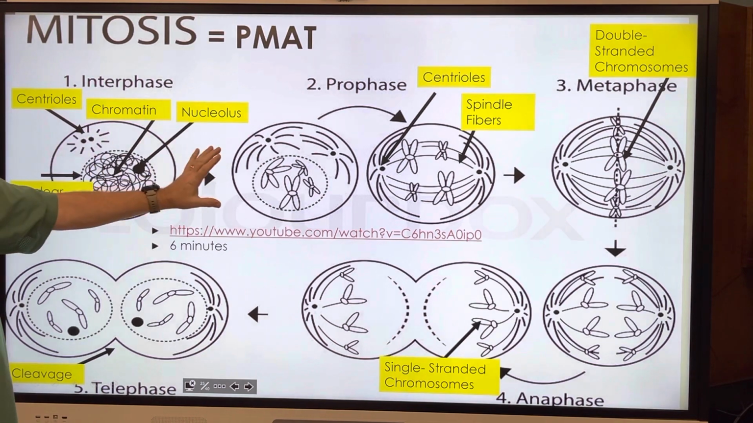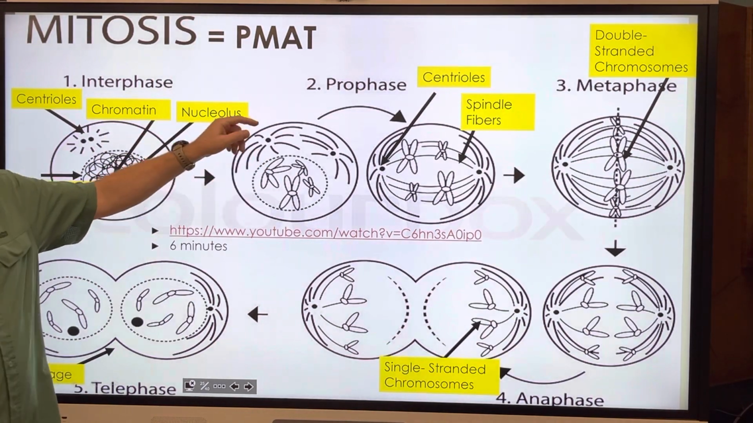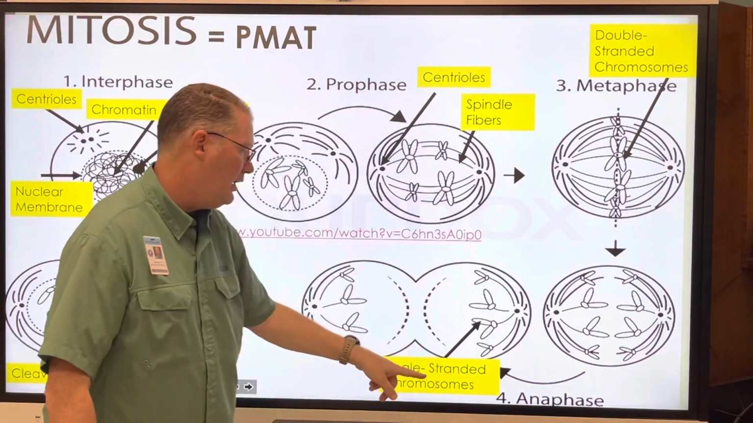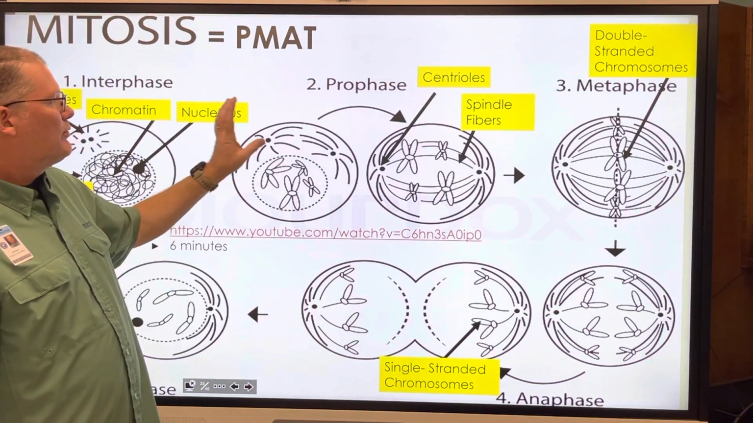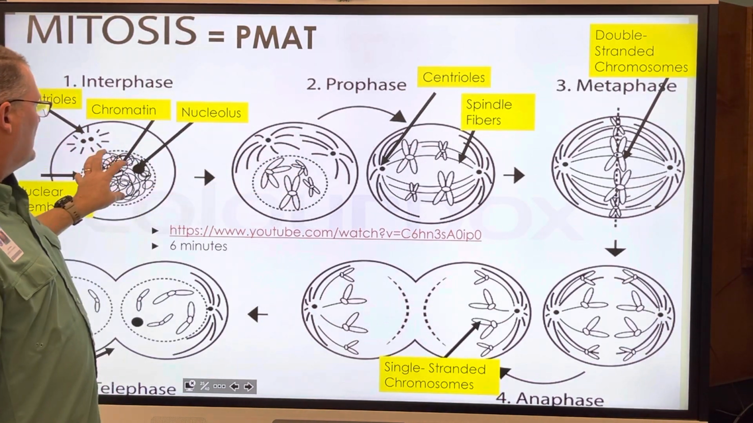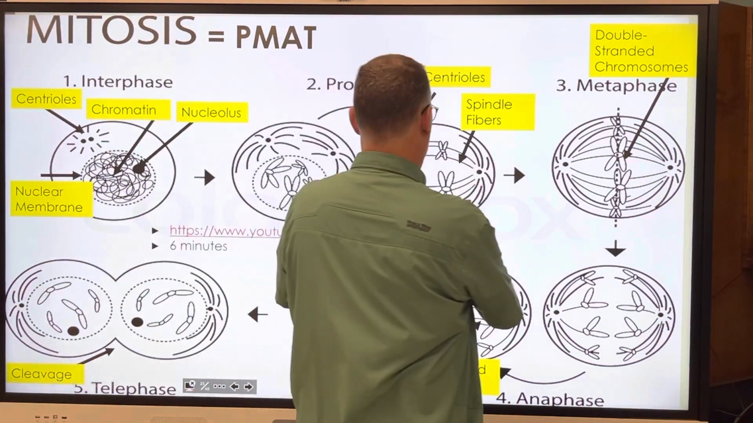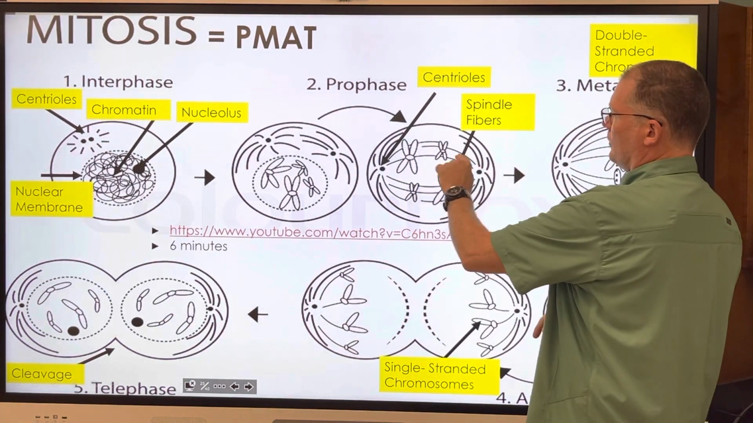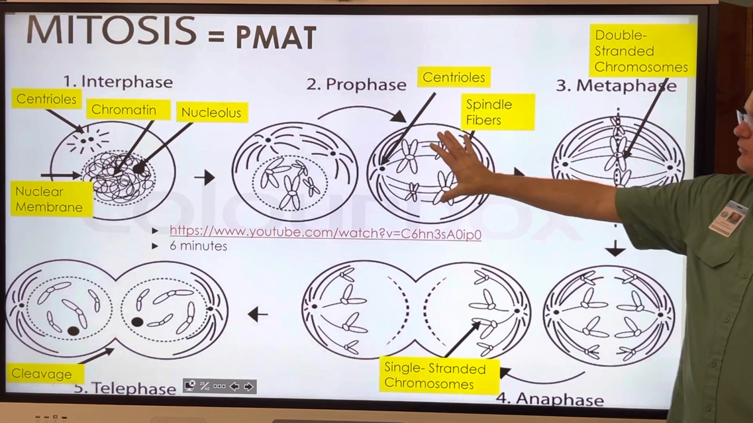Then you enter mitosis. Once you leave the interphase, you enter mitosis. PMAT, P-M. We're going this way, sorry. A, T, PMAT. Prophase, metaphase, anaphase, telophase. In prophase, you have the chromosomes now, so the bowl of spaghetti has turned into the chromosomes, and the nuclear membrane breaks down. And these spindle fibers that come from the centrioles start lining up the chromosomes along a center line, okay? So that's prophase.